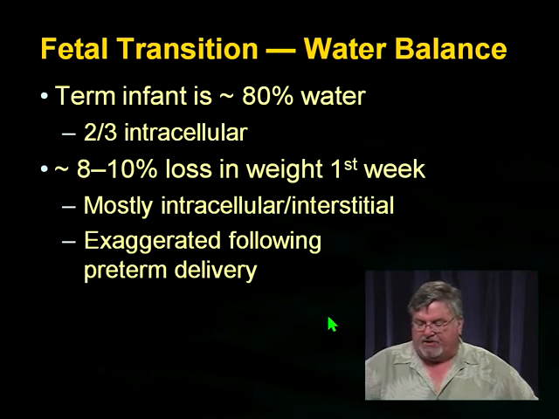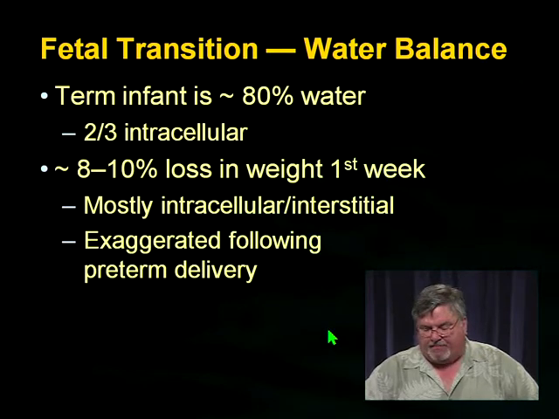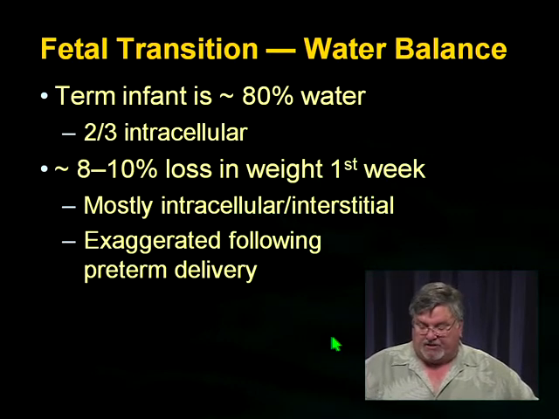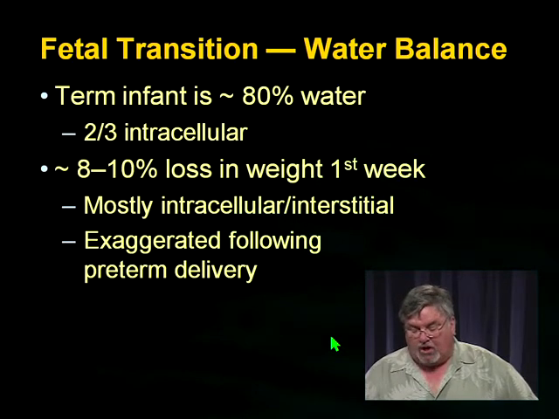What about fetal transition for water balance? So term infants are about 80% water and about 20% trouble. 2/3 of that water is intracellular, and normally we expect about an 8 to 10% loss in the weight in the first week. That's mostly intracellular or interstitial water. And that amount of weight loss is exaggerated following preterm delivery. So the loss of 8 or 10% of your body weight in the first week at term is normal.